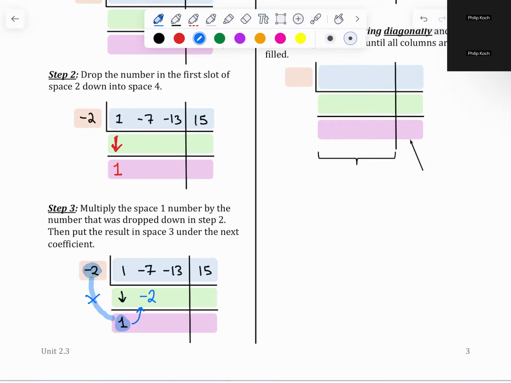And this is taking a lot longer right now. You're like, how could this be faster than long division? It's because we're showing all the steps. I'll show you how fast it can be in just a moment.